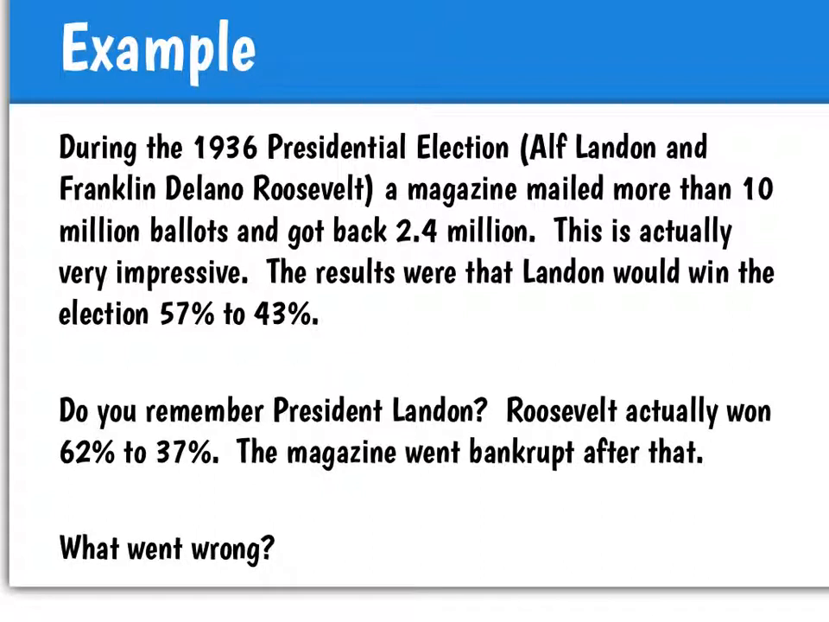So here's an example of very, very biased results. In 1936, the presidential election was Alf Landon versus FDR. A magazine mailed more than 10 million ballots and got 2.4 million back. This is a very high response rate. This is almost 25% response. Normally, it's not this high. You'd be lucky to get 10% back, usually.